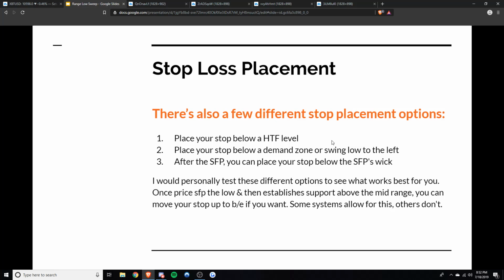One thing I will say, once price SFPs a low and then establishes support above the mid-range, you can move your stop up to break even if you want. Some systems allow for this and some others don't. You might have already tried moving your stop to break even on different setups or different trades. If you have stats to back up whether or not you should be able to do that, then you can explore this option.